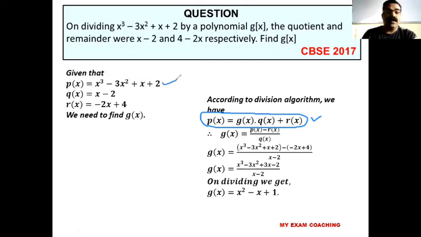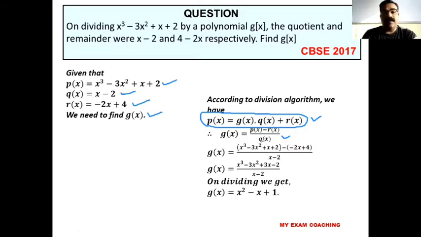So p(x) is given and q(x) is given and r(x) is given. We need to find out what is g(x). So what is the method? First we have to subtract r(x) from p(x), then the resultant we will divide by q(x) to get g(x). So g(x) is equal to p(x) minus r(x) divided by q(x). When I take this r(x) to left hand side, it becomes p(x) minus r(x). So p(x) minus r(x) divided by q(x), we get g(x).